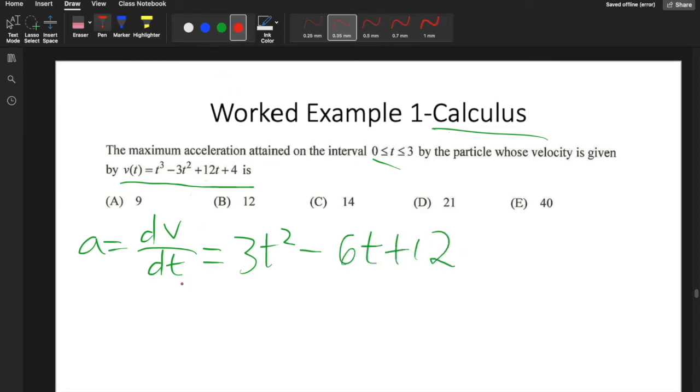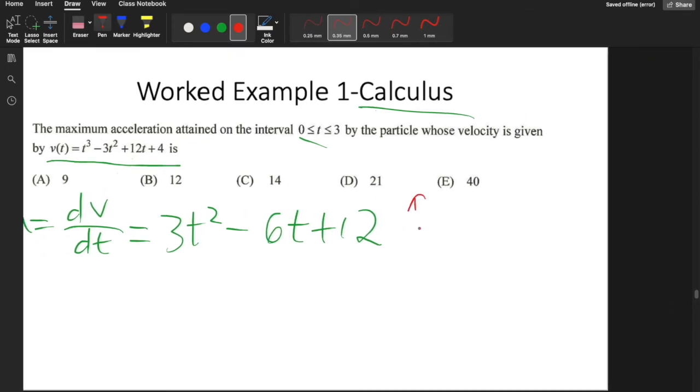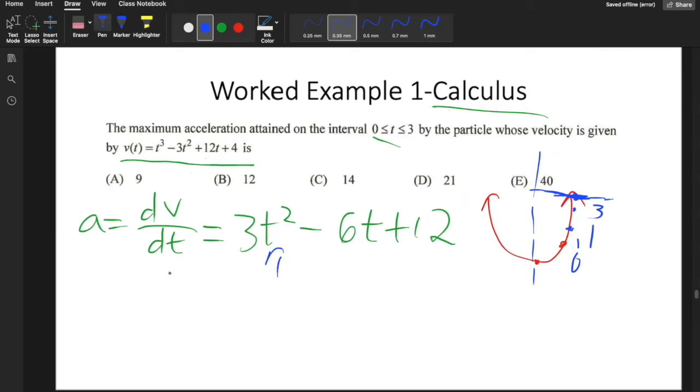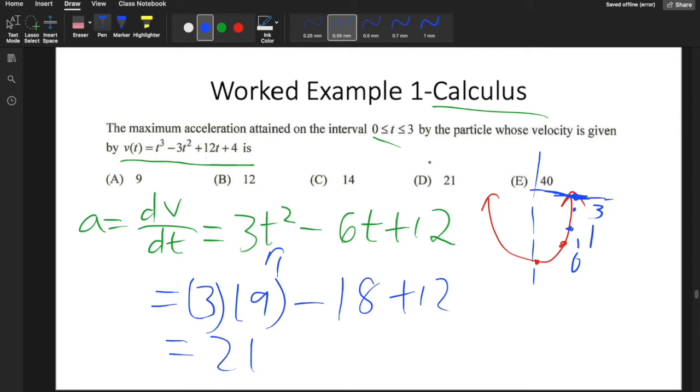For this equation, the function will open upward, right? I don't know where 0 is, so I'm just randomly plotting a 0 here. Assume here is 0, and then here is 1, here is 2, here is 3. Then 3 will have the maximum value, because it's open upward. So you just plug 3 into this equation. It's equal to 3 times 9 minus 18 plus 12, which is equal to 21. So 21 is the answer.